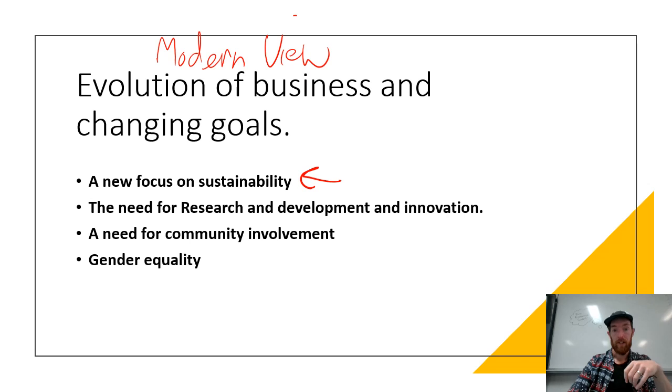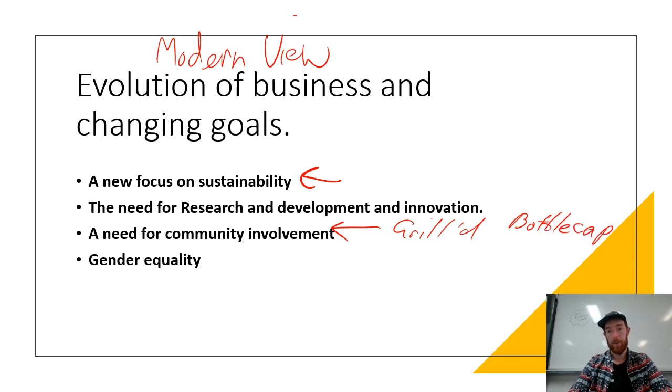There's a need for research and development and innovation, which we just talked about, and a need for community involvement. So one of my favourite examples of this is Grilled. If you look at Grilled, when you buy a burger at Grilled, they give you a bottle cap. Well, they did before COVID times. And you put that bottle cap into a jar. Oh, that's a terrible jar. And that jar has a community initiative on it, and you choose who you want Grilled to give money to. And if that one has the most, they get money.